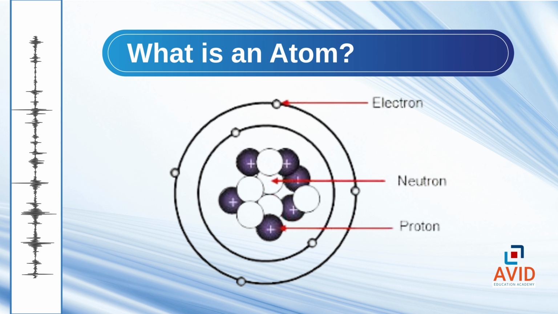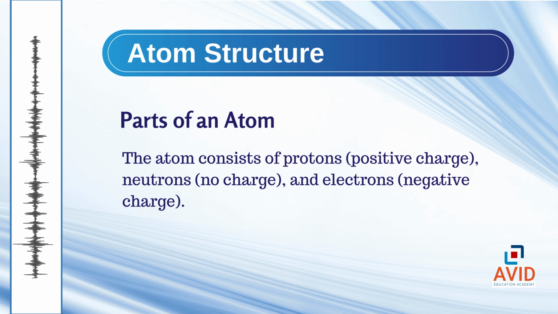Electrons are negatively charged. Imagine an atom as a tiny solar system, with the protons and neutrons in the center, the nucleus, and electrons orbiting around it. Atoms combine to form molecules, which are the next thing we'll discuss.